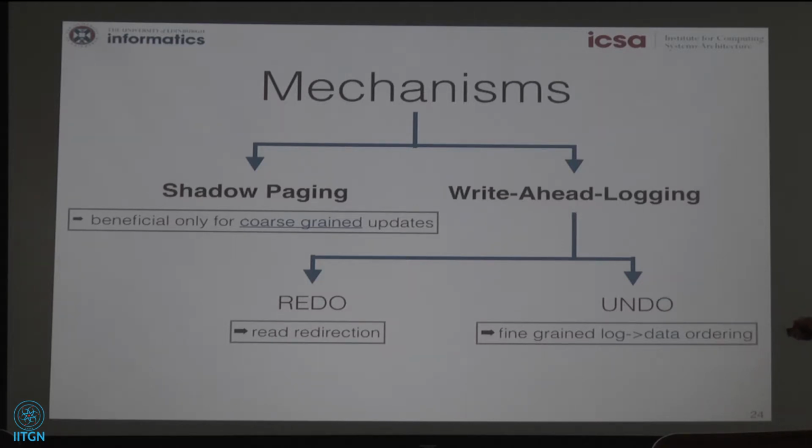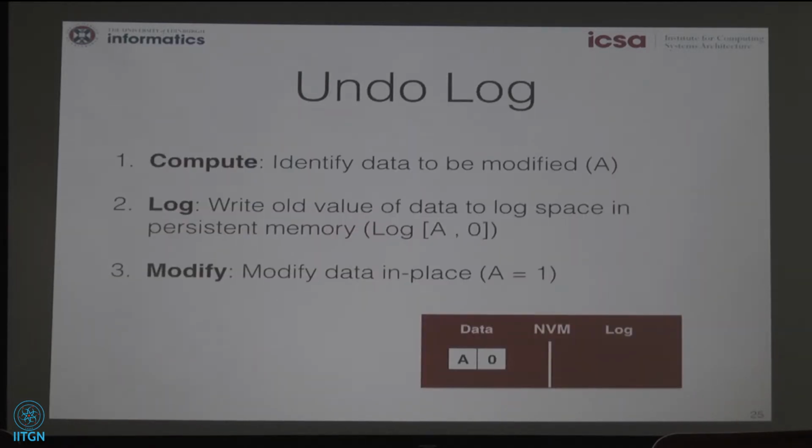The other mechanism is undo log, which does not have this read redirection problem, because all the updates that you do happen in place, but you also need to write undo log entries, which is the previous value of whatever you are trying to modify. And it has this problem of enforcing fine-grained log to data ordering. So let's understand undo log a little bit more.